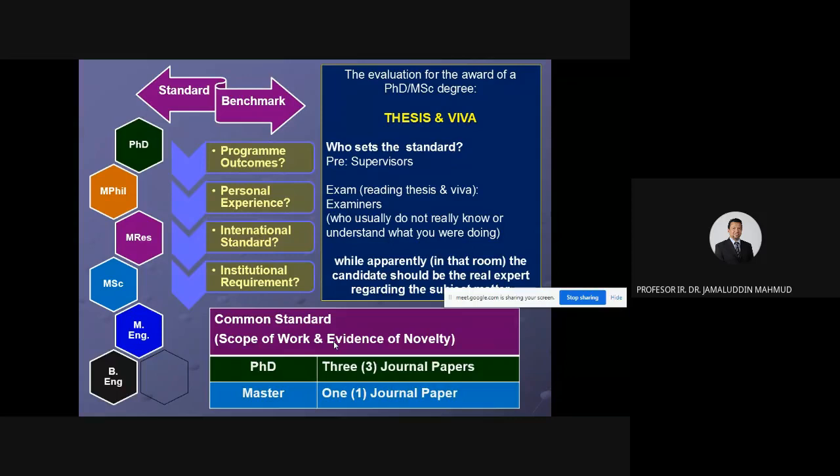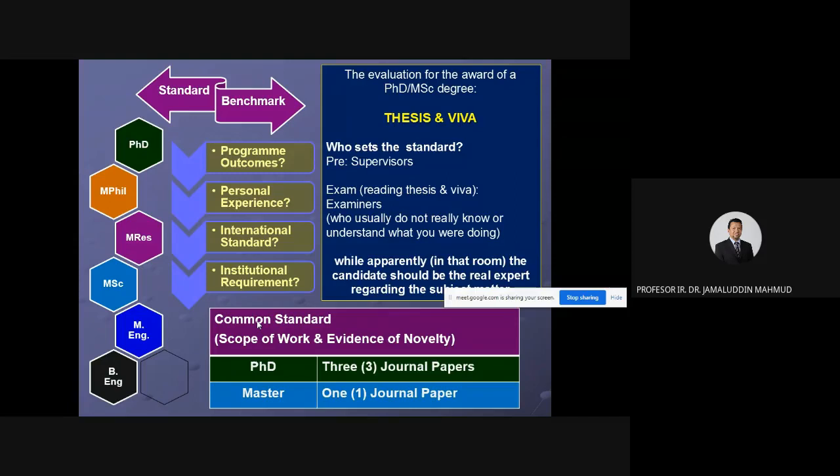And of course, in the UK, when they talk about journal papers, basically it's like ISI or Q1 or Q2. However, we must understand that at UPM we have our own standard. Our own standard. The minimum is that we have to publish at least two Scopus-indexed journals before graduation.